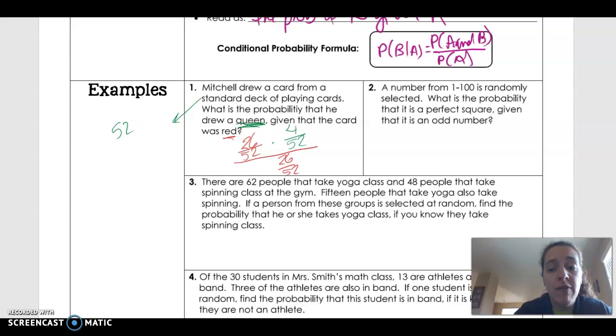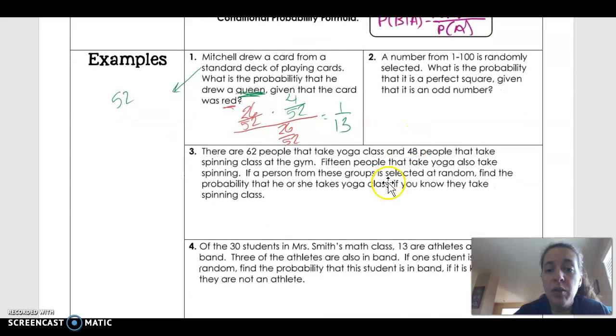Now I'm going to simplify and get rid of all of the fractions within fractions. I'm just going to give you the answer, but if you're totally stuck on how to simplify this kind of complex fraction, come see me and we'll do a couple real quick. Once I multiply these out, I end up with 1 over 13. That's the probability that I will draw a queen given that the card is red.